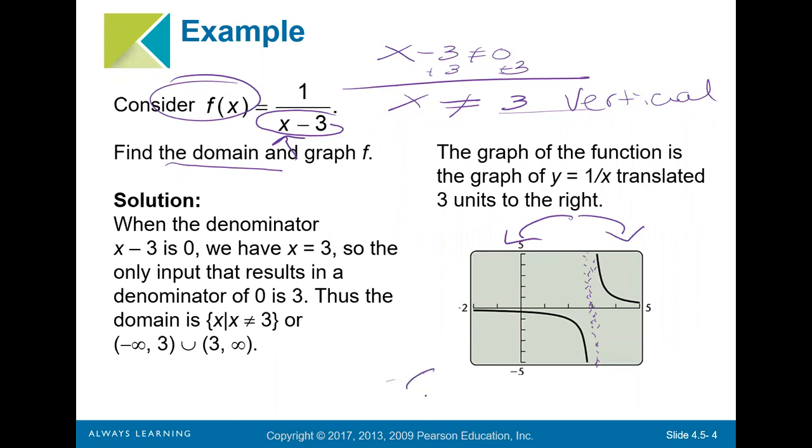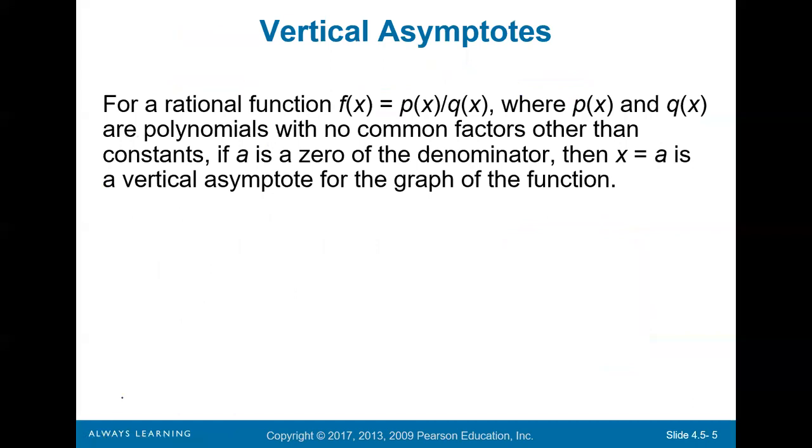So my domain is from negative infinity, because we always read left to right when we talk about domains, negative infinity to positive 3. And I'm going to put a parenthesis on positive 3 because we're not equaling it. We're just approaching it. I put a parenthesis on negative infinity because we can't stop infinity. I want to say it unions the other side of positive 3 to positive infinity. And that would be my domain.